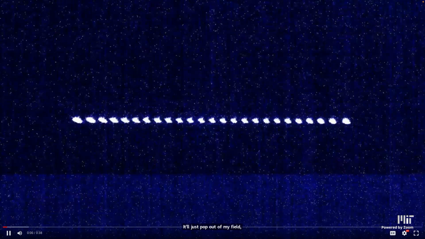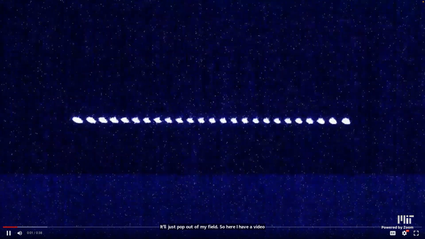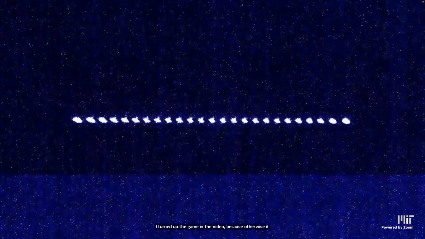So here I have a video. Let's see. Okay, yeah, so you are looking at individual atoms of terbium that are glowing right now. You'll notice it's kind of grainy. I turned up the gain in the video because otherwise it just looks like a bunch of dots. And they're glowing because they're fluorescing.